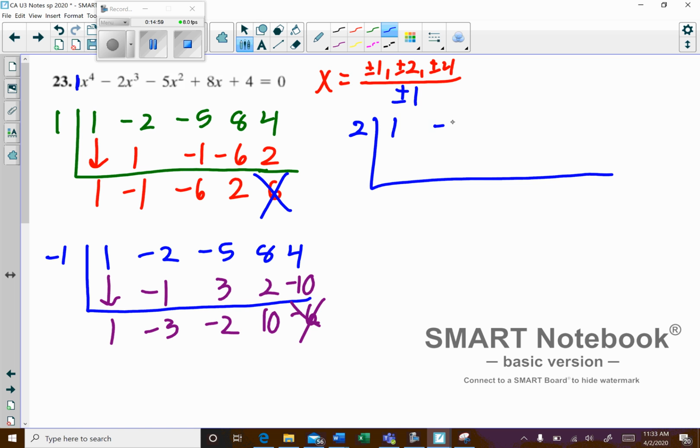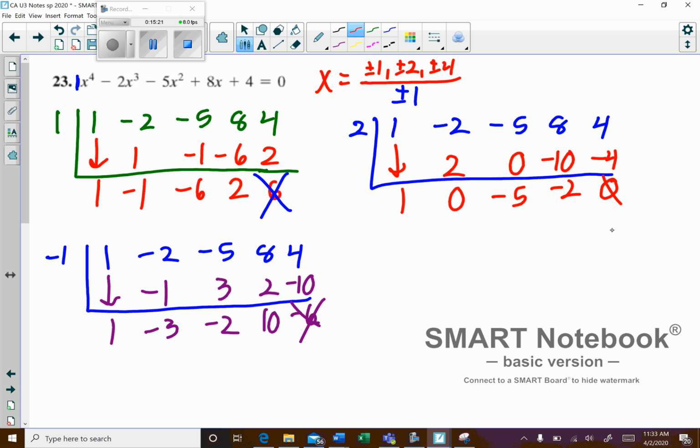Okay, so let's see, 1, negative 2, negative 5, 8, and 4. So drop that down. Let's see. Adds up to 0. That gives us 0, negative 5. Negative 5 times 2 is negative 10. That adds up to negative 2. We get negative 4. Remainder 0.